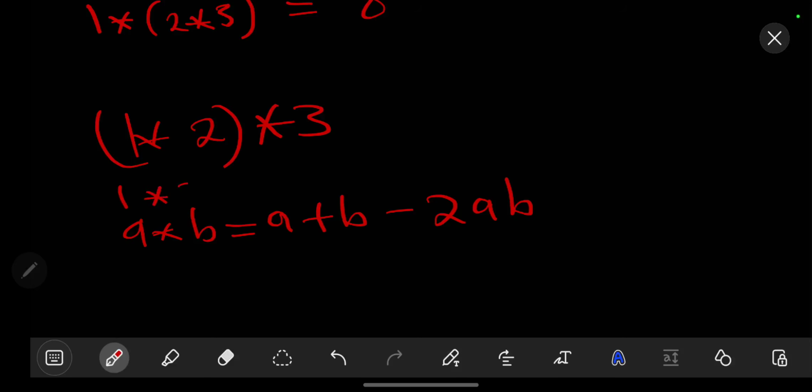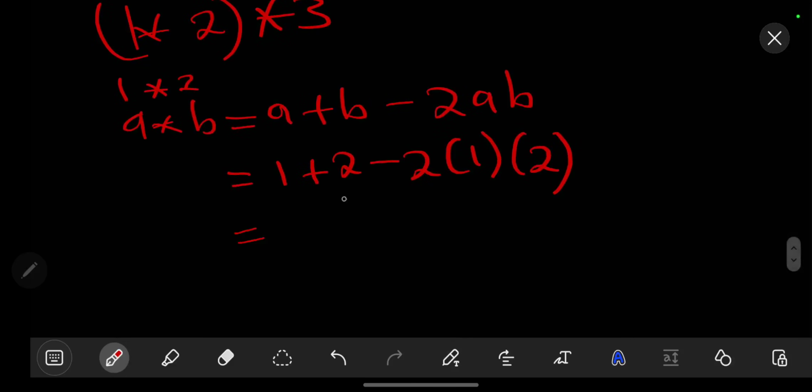So we have 1 star of 2. So we are going to have the value where there is a we put 1, where there is b we put 2, minus our 2, where there is a we put 1, where there is b we put 2. So we are going to have 1 plus 2 will give us 3, minus this by this will give us 4. So the result 3 minus 4 will give us a negative 1.